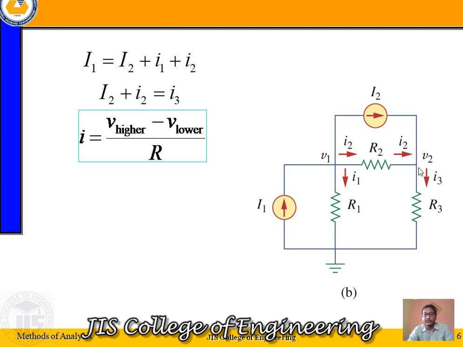So if we consider the KCL, Kirchhoff's current law, then we can find the summation of all incoming currents, capital I2 plus small I2, is equal to the summation of all outgoing currents, that means small I3. So that's written over here, that capital I2 plus small I2 is equal to small I3. So the first equation is for node 1 and the second equation is for node 2.